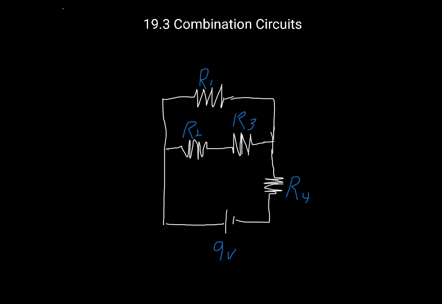So here we have an example of a combination circuit. We have a part in the top that's parallel with two resistors in series here in the middle row of the parallel, and then that parallel part is in series with another resistor. In this lesson, we're going to talk about how to break these down and how to solve them and figure out what the voltages, currents, and resistances are for individual parts of this combination circuit.